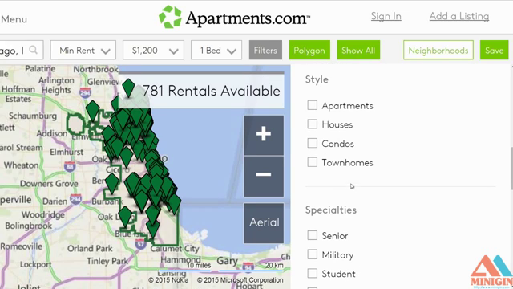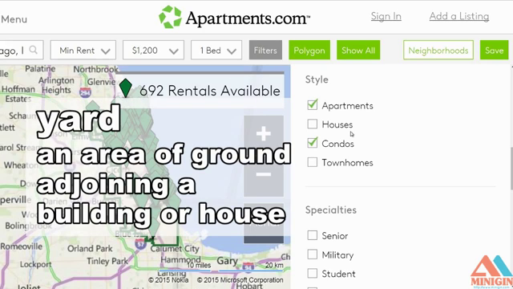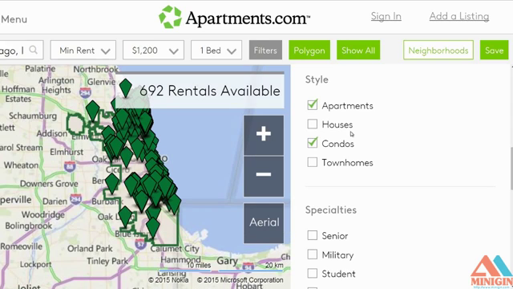Some different filters too, like we talked about on the first page of the website. You could choose apartments, houses, condos, townhomes. We're going to look at apartments and condos because we don't want to look at houses, since generally in a house you would need to take care of your yard yourself, which is the grass, the lawn, the outside area, and generally houses are more expensive. So we're going to start our search by just looking at apartments and condos.